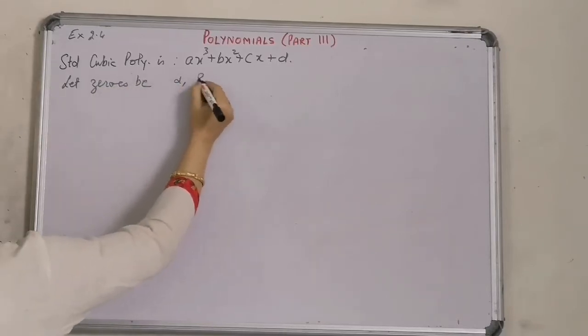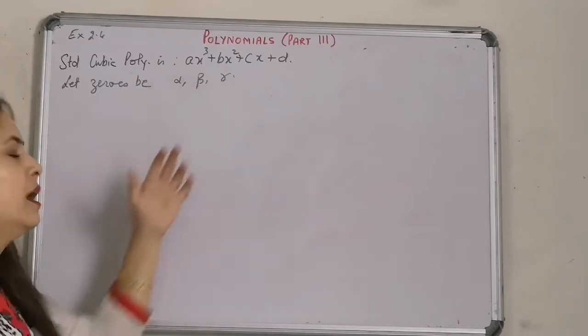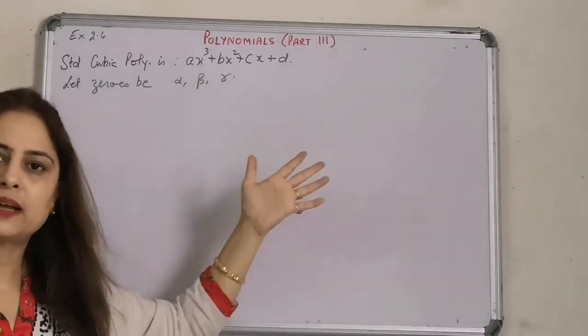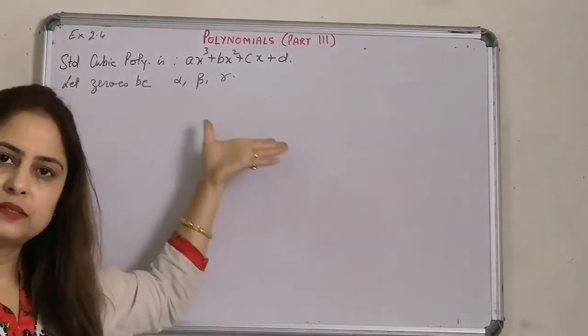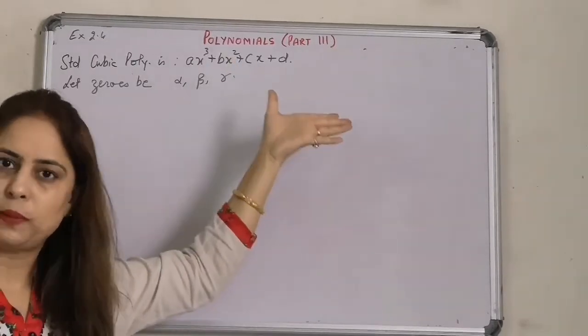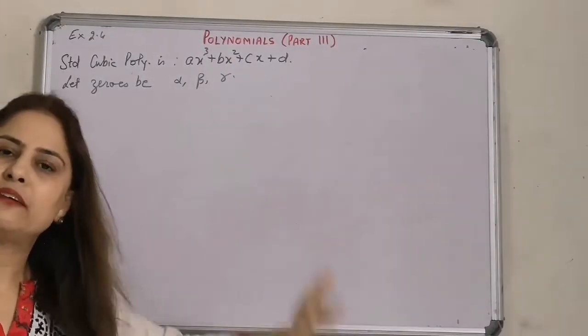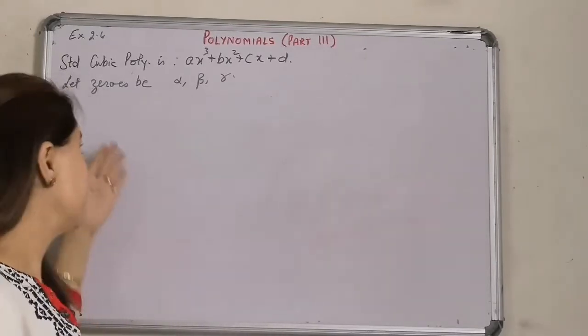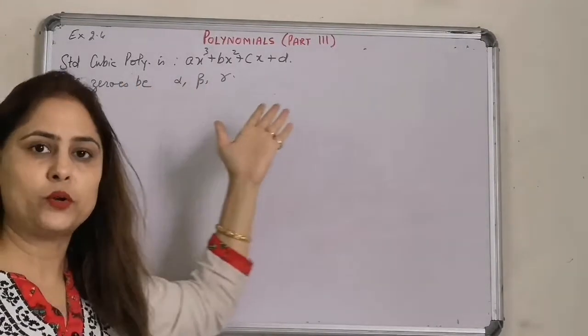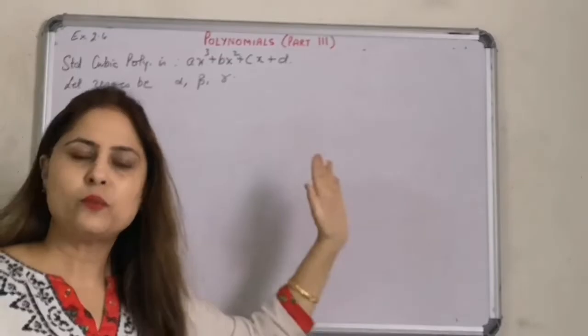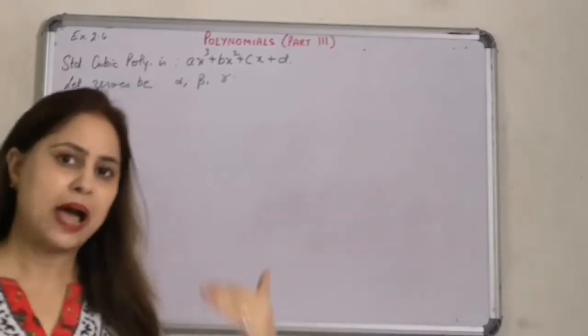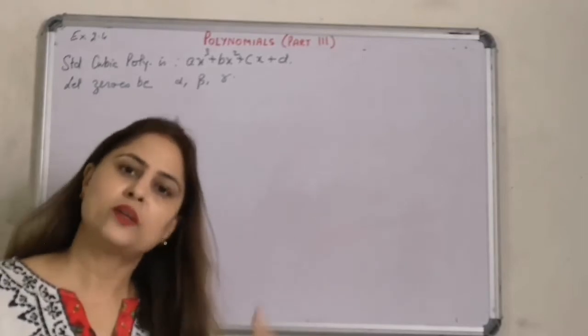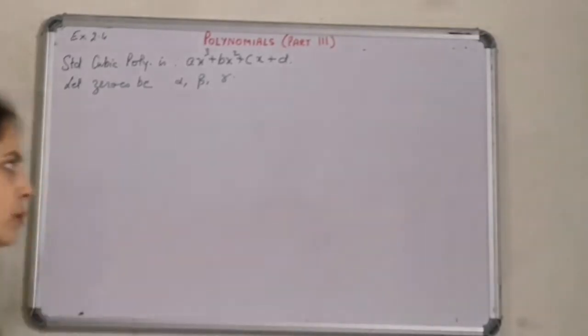alpha, beta and gamma. Now we are going to straight away take up the relationship between the zeros and the coefficients of a cubic polynomial. The way we derived it for the quadratic polynomial, in a similar way, the relationship between the zeros of this cubic polynomial is derived. But straight away, right now I am giving you the relationship. I hope my students will be able to derive it the way we derived it for the quadratic polynomials.